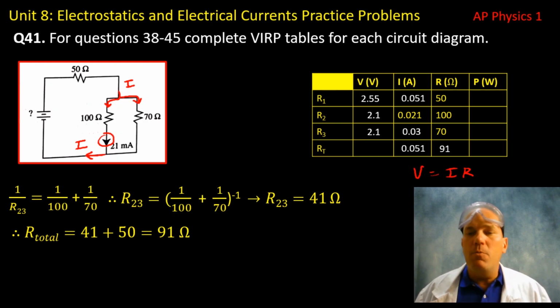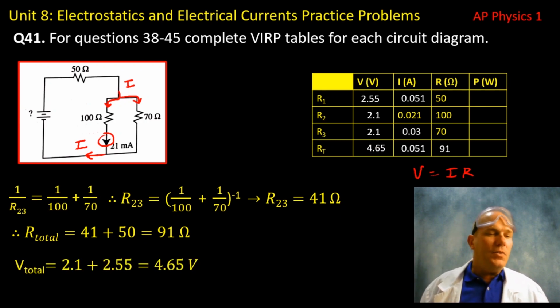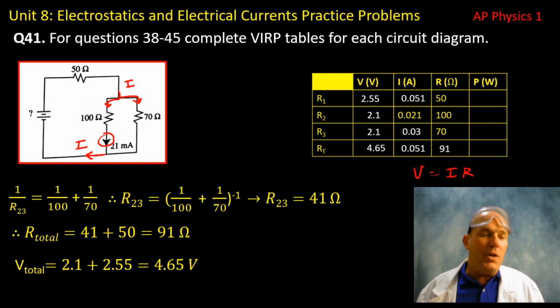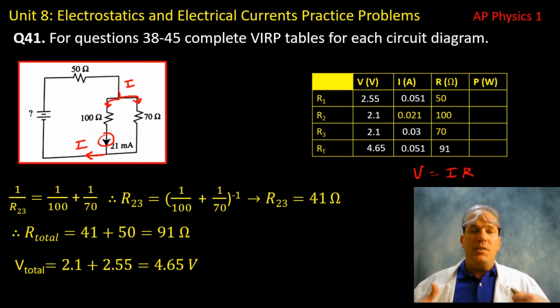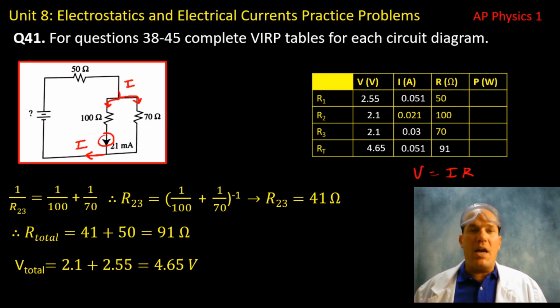resistance of 91 ohms. Ohm's Law allows us to calculate all of these values, and we know the total voltage as well, because we can get that a couple different ways. We can get it by saying 2.1 plus 2.55, that's the total voltage or potential difference, which is equal to 4.65. So you could use that approach, or you could use an Ohm's Law computation as well.